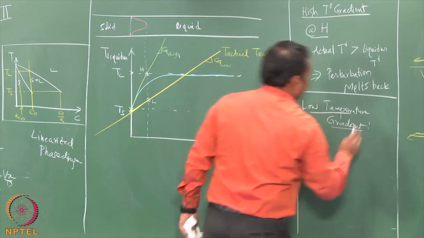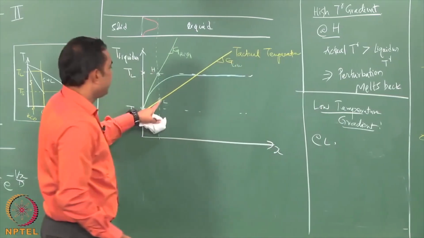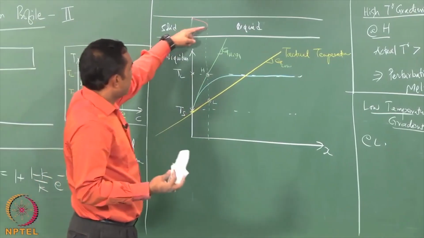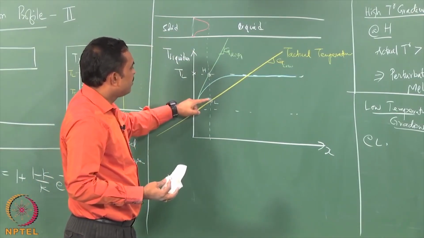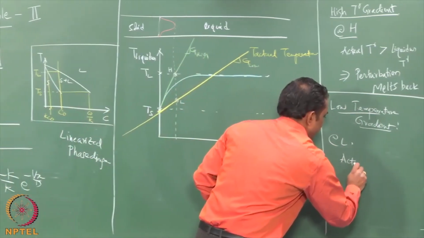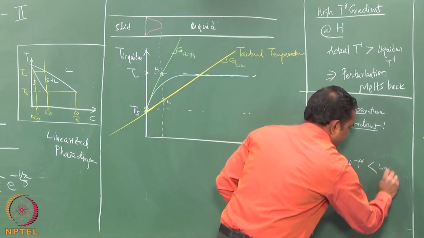If it was a low temperature gradient, you can inspect what happens at L. You can see at L the bump, accidentally, the perturbation has found itself at a temperature which is below the liquidus. So, we can see that the actual temperature is less than the liquidus temperature.